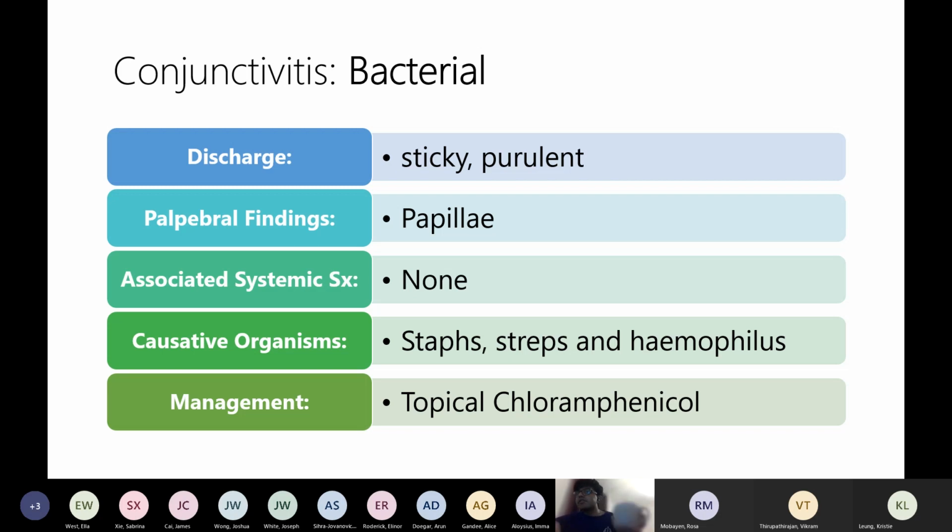Important causative organisms, any ideas? Staphs, streps, yes, the usual stuff. And if you're not immunized, fine. And management is important. You use topical chloramphenicol. If they're pregnant, you tend to go with topical fusidic acid, but I doubt they're going to ask you that. But topical chloramphenicol is the go-to for treatment.